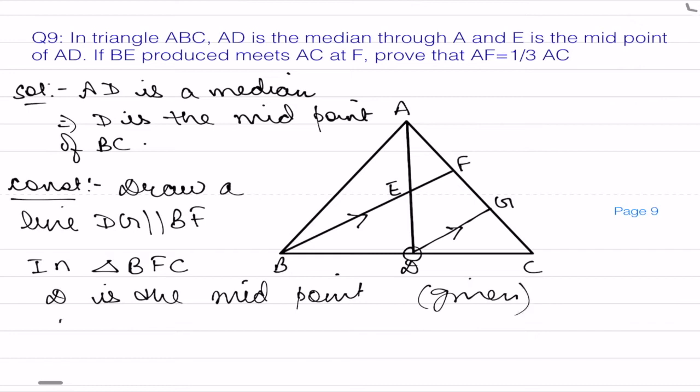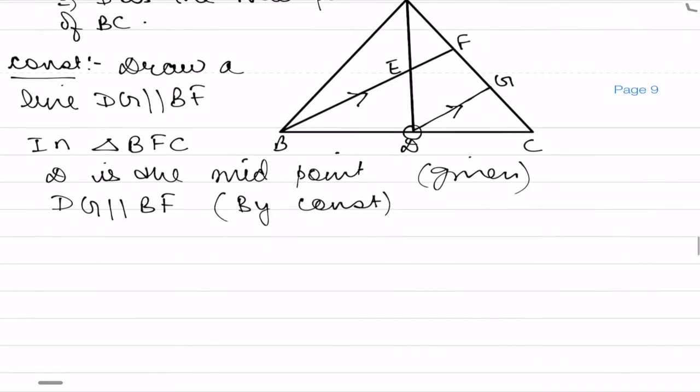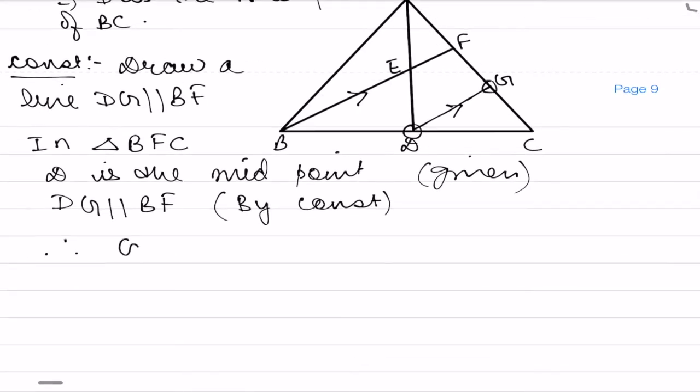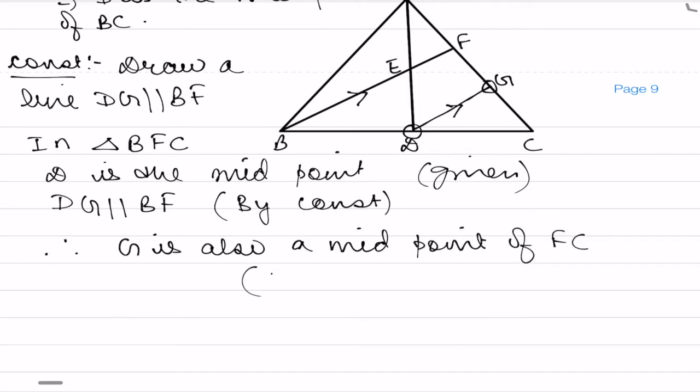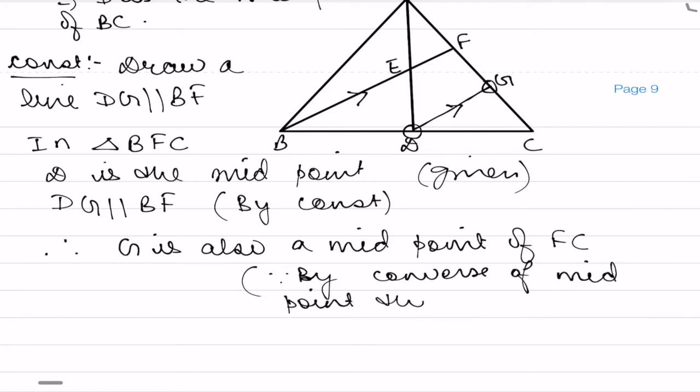It's given, and DG is parallel to BF, that is by construction we have assumed. Therefore, again by the converse of the midpoint theorem, we can see G is also the midpoint of FC. Give the reason: because by the converse of the midpoint theorem. So when G is the midpoint of FC, this implies FG is equal to GC. This is the first equation.